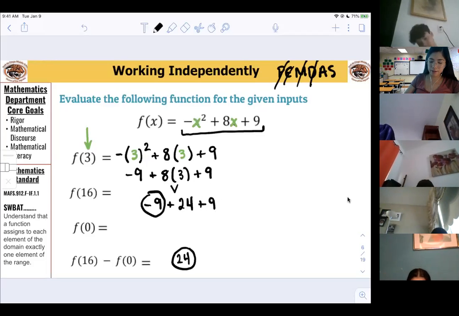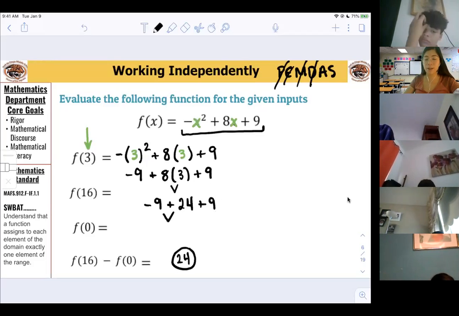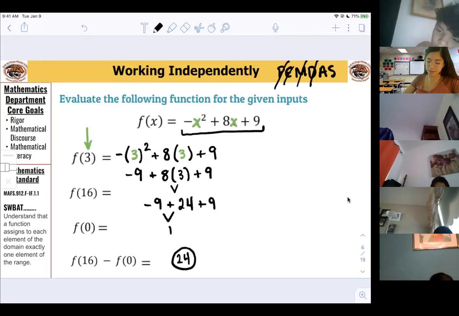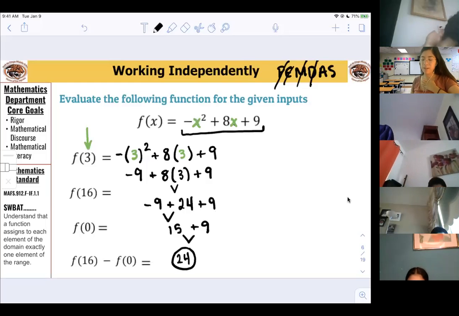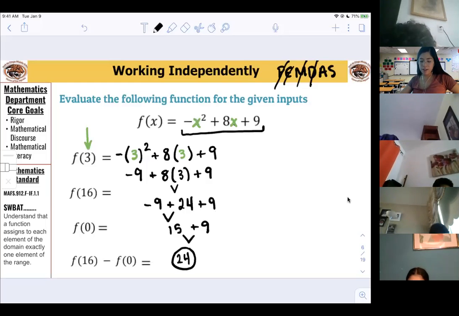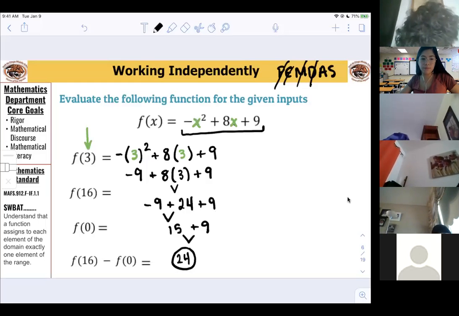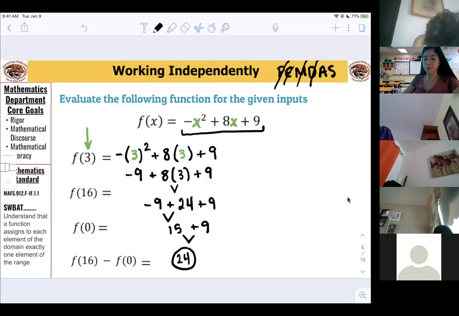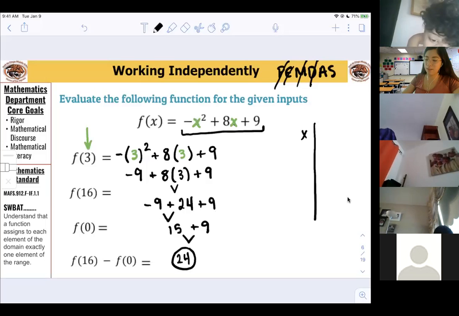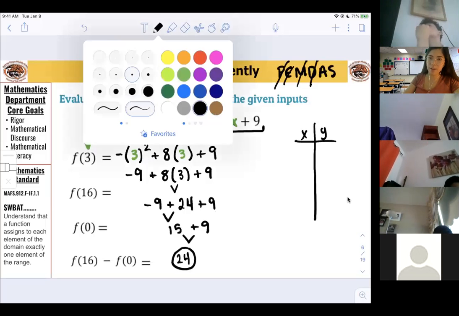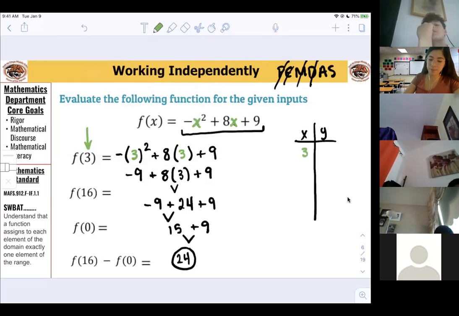If you did it the other way, you did -9 plus 24, which is the same thing as 24 minus 9. What's 24 minus 9? 15. It's the same thing. So you could have done it that way, and then 15 plus 9 is 24. So what was my input? Careful, which one was my input? 3. The 3 was my input, and then my output was 24.